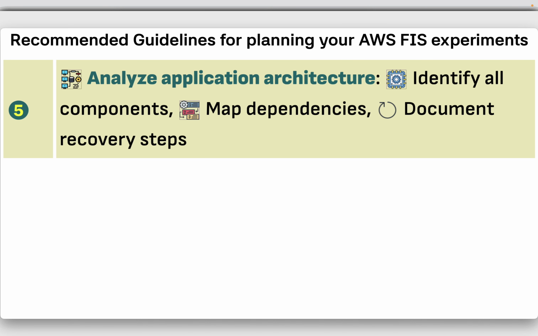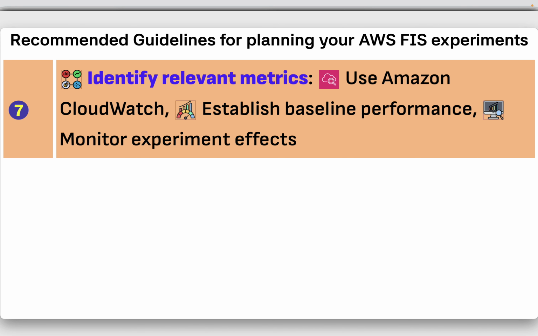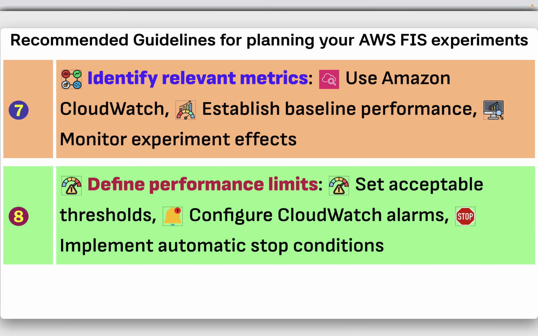Then you analyze your application architecture to identify all components, dependencies, and recovery steps. You can refer to the AWS Well-Architected Framework for guidance on building resilient and efficient cloud infrastructure. You identify relevant metrics using Amazon CloudWatch to establish a baseline performance, called a steady state, and monitor the effects of experiments. Then you can define acceptable performance limits for your system and set up CloudWatch alarms based on these limits to automatically stop an experiment if it goes too far. These are also known as stop conditions.